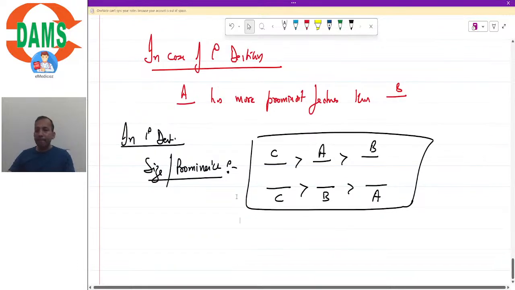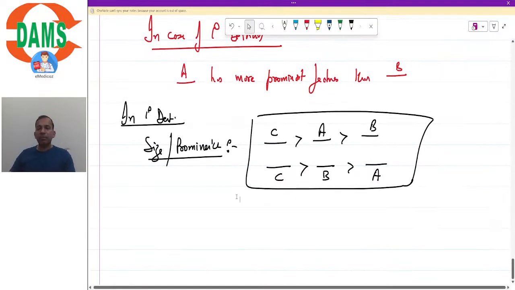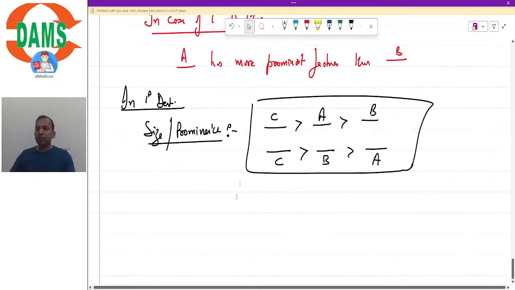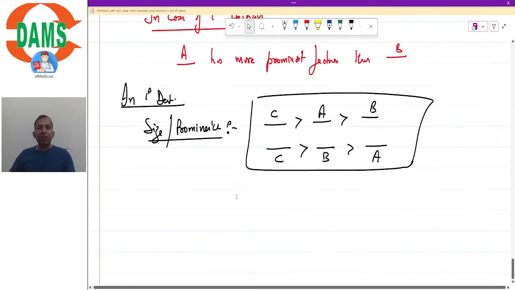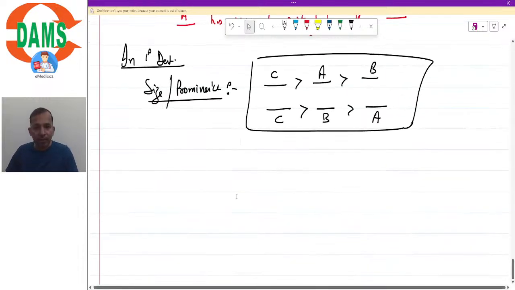Is it clear? Do you have any doubts so far? So what is the only difference between primary and permanent? The difference is only the prominence of maxillary central incisors. In permanent maxillary incisors, it is the lateral that is more prominent, and in primary maxillary incisors, it is the central that is more prominent, right?